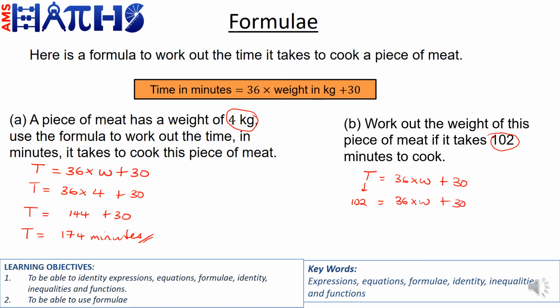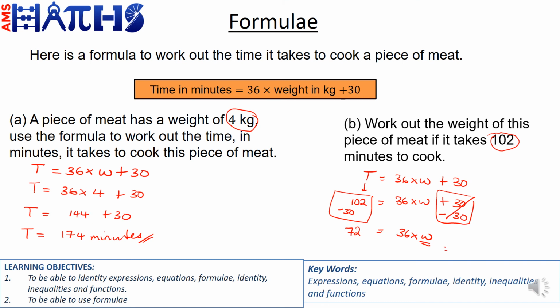The first thing we need to do is get rid of that plus 30 by subtracting 30 on both sides. So that will give us 30 minus 30 is 0, so 36 times W will be left on our right, and then 102 minus 30 is going to be 72, and so we need to work out what is the value of W, which is our job to work out the weight of the meat. 36 times what number would give us 72, and that number is 2.